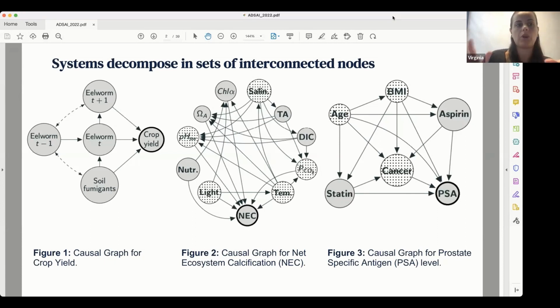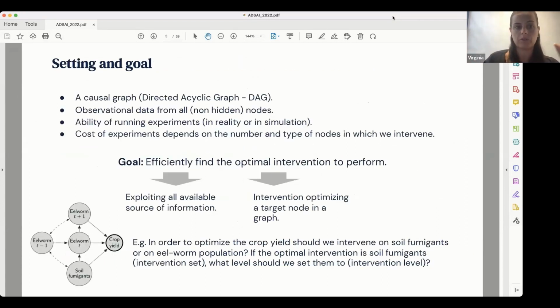In all these systems, we can identify some common elements. First of all, we have a causal graph, and I will refer to this as a directed acyclic graph. We have observational data from all the nodes that are non-hidden. We can run experiments either in reality or through a simulator. And the cost of each experiment depends on the number and type of nodes in which we intervene. So the goal for this talk and the methodology that I'm going to be speaking about is how to efficiently find the optimal intervention, the intervention maximizing or minimizing a target node in a causal graph.